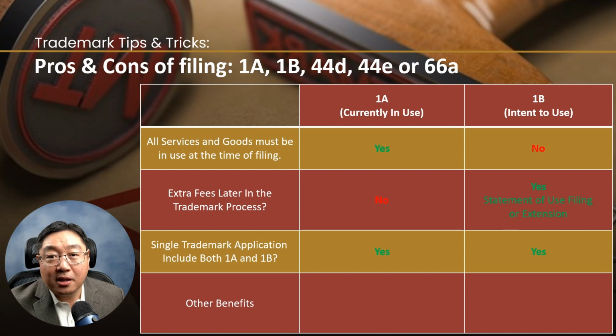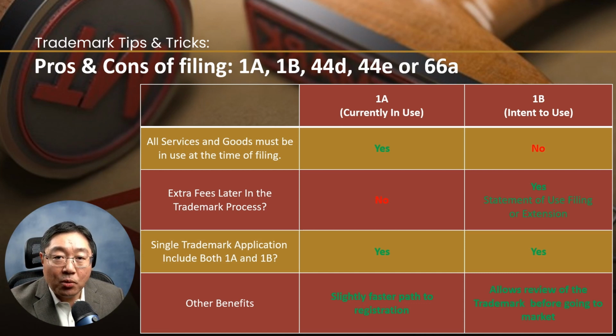So what are some of the other benefits? Filing a 1A application is slightly faster because you're skipping over the statement of use filing and you're skipping over the examination of that specimen later on in the process. It's not examined together with everything else by the examining attorney once they're assigned to your case.